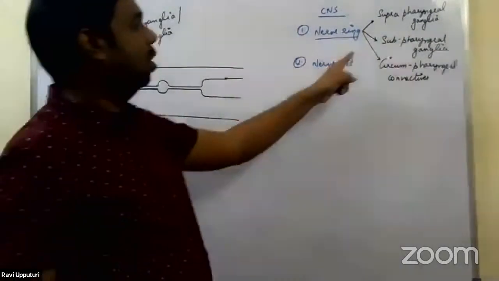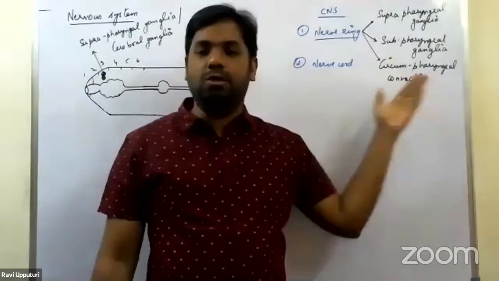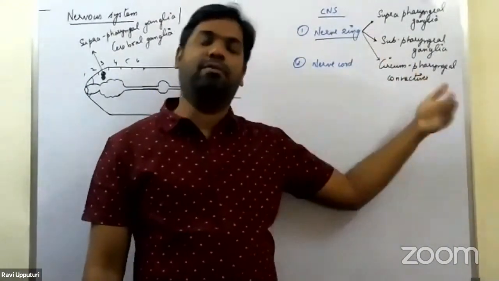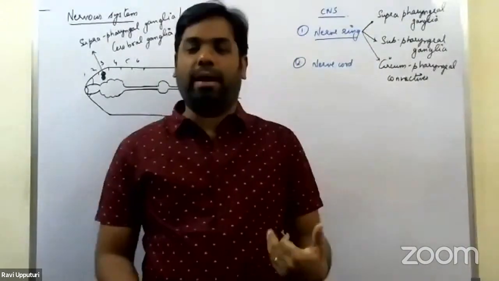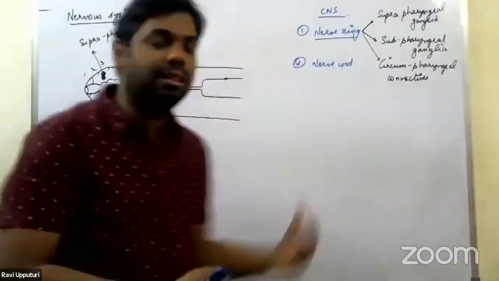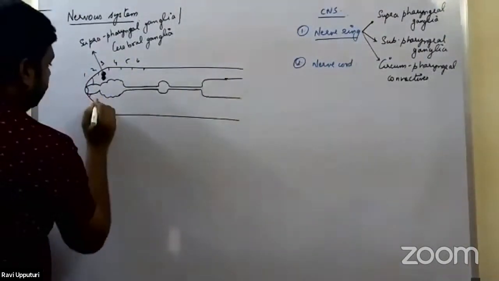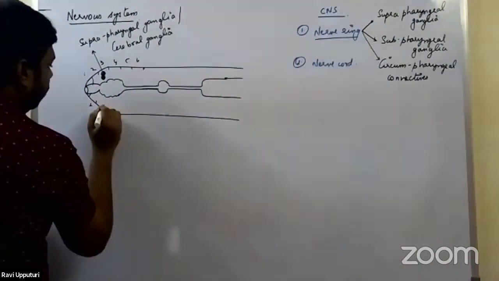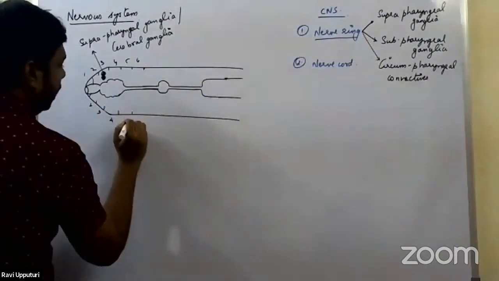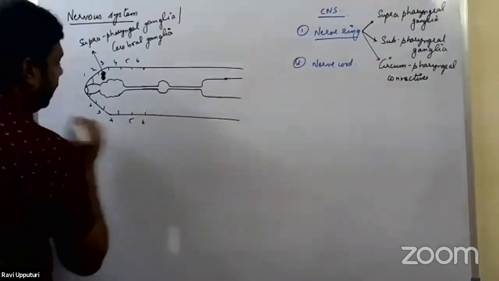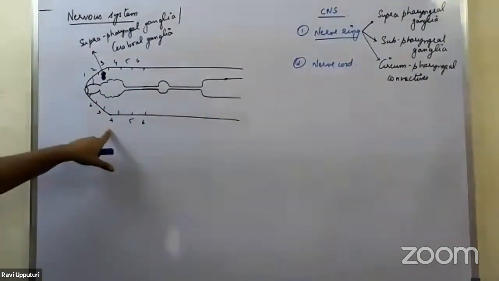The second part of the nerve ring is called the subpharyngeal ganglia. This subpharyngeal ganglia is located below the pharynx. Sub refers to below. Supra is above the pharynx, subpharyngeal is below the pharynx. So below the pharynx, in the fourth segment. Let me start numbering here also. This would be the second segment, this would be the third segment, and this would be the fourth segment, and 5, 6, and it goes on like that.